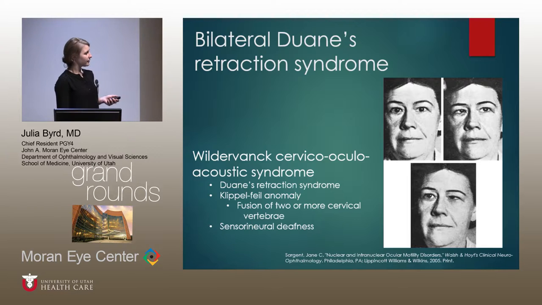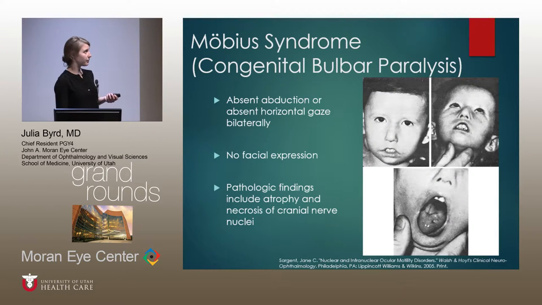There's another disease called Wildervanck cervical ocular acoustic syndrome, which is a triad of Duane's retraction syndrome, Klippel-Feil anomaly, where you have congenital fusion of your cervical vertebrae, and sensorineural deafness. These are pretty rare. Another disease in the spectrum of the disinnervation syndromes is Mobius syndrome, also known as congenital bulbar paralysis.